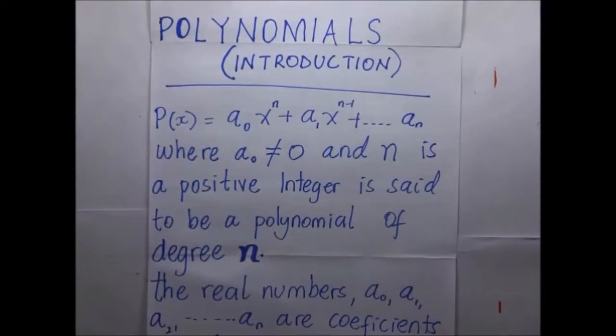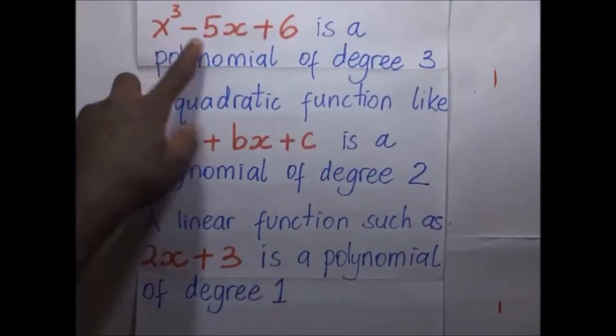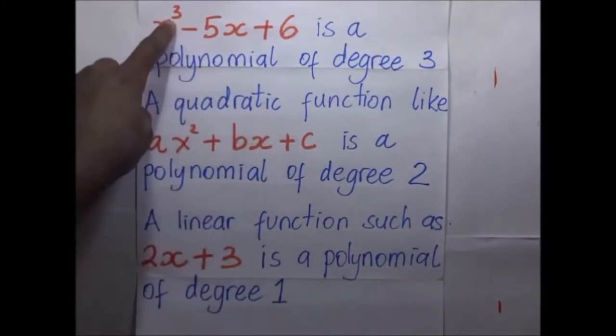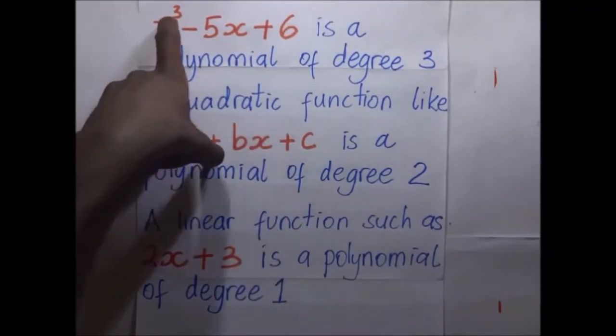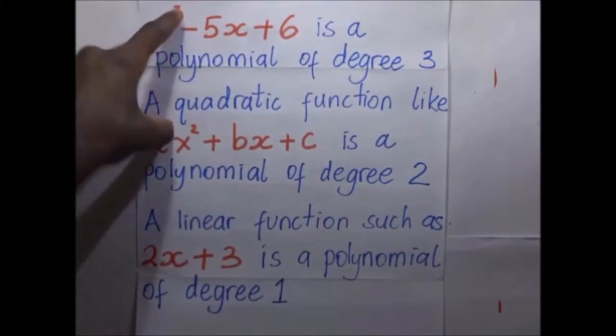Now, in this series that I introduced today, we shall be dealing with different kinds of polynomials with different forms. Let me give you a few examples of polynomials. For example, x cubed minus 5x plus 6. That is a polynomial of degree 3. We consider the highest degree and we call it a polynomial with the highest degree, which is degree 3.